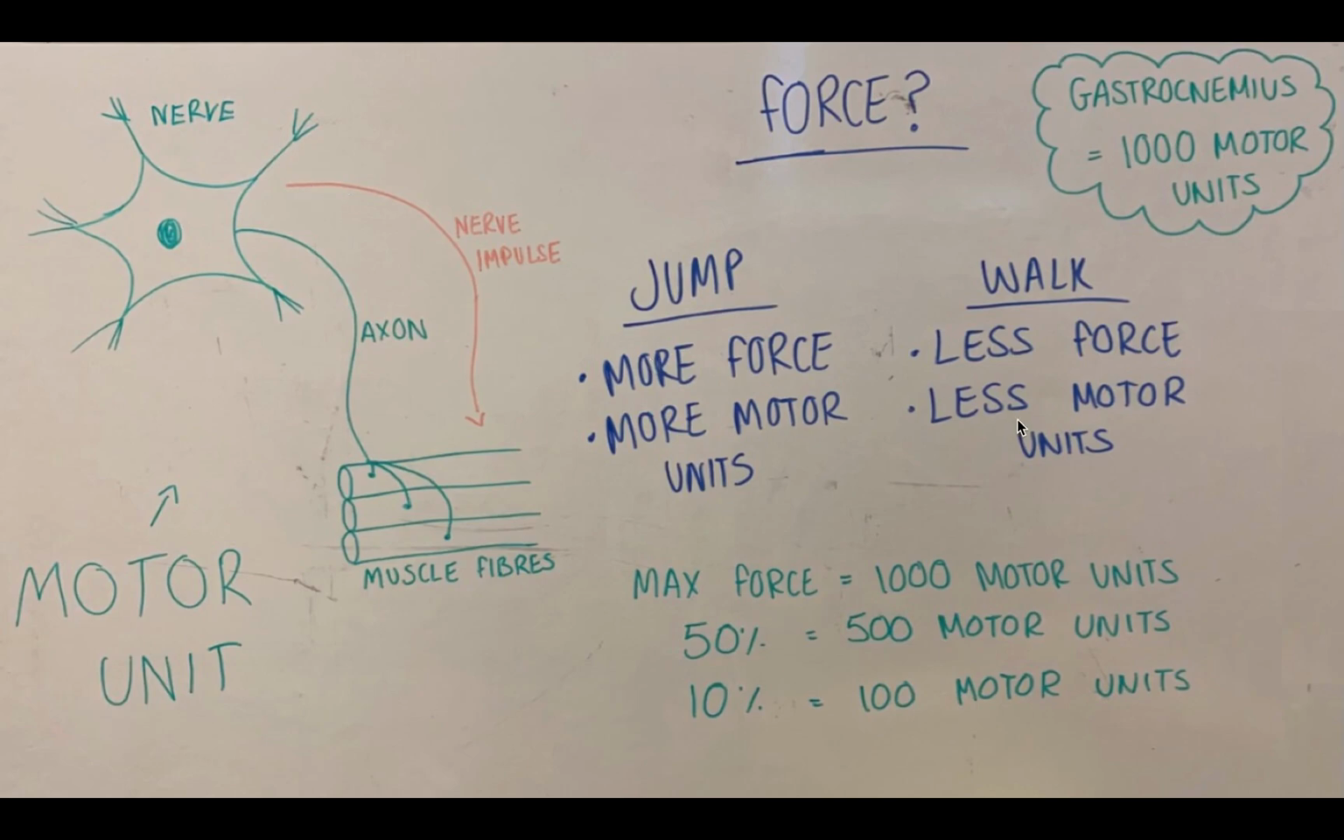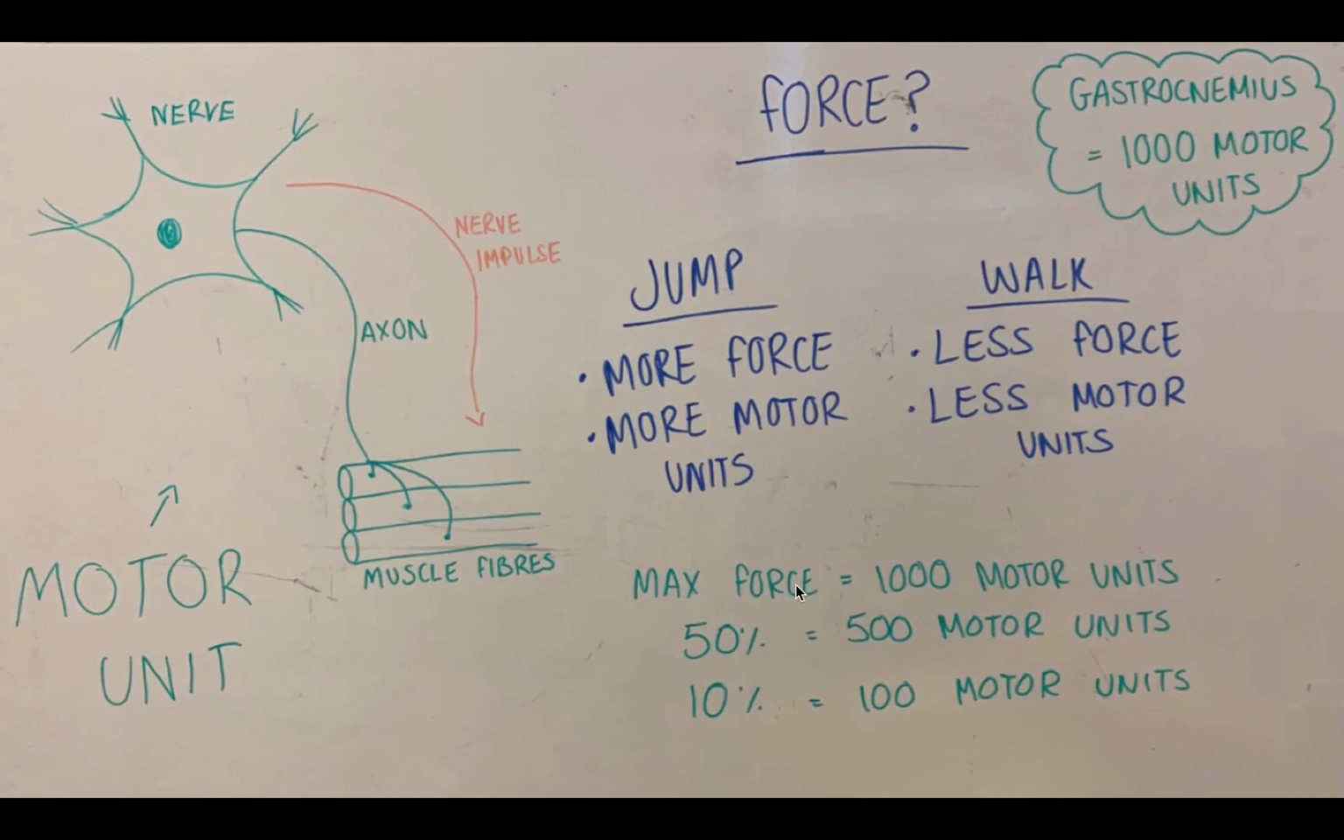This is because, again, when they're activated, they're either activated at 100% or they're not activated at all. So if you activated the same amount of motor units when you walk as you did when you jump, there wouldn't be too much difference. It would end up being more of a run than a walk, because you're using a lot more force than you would actually need to.